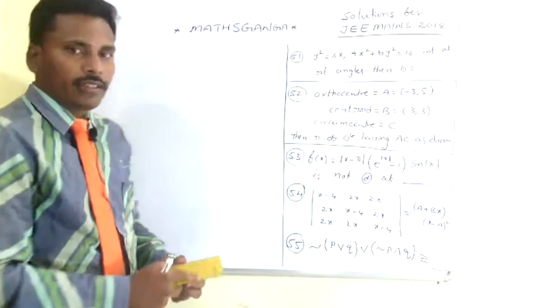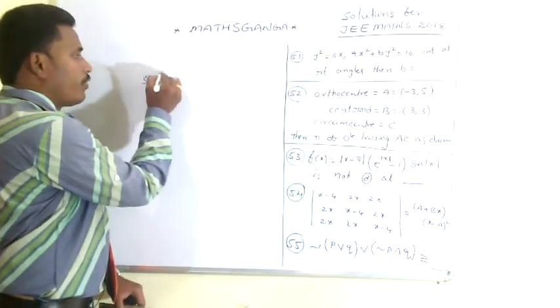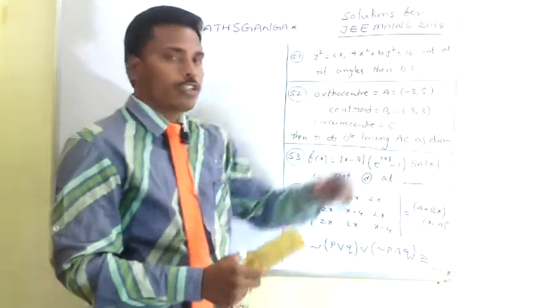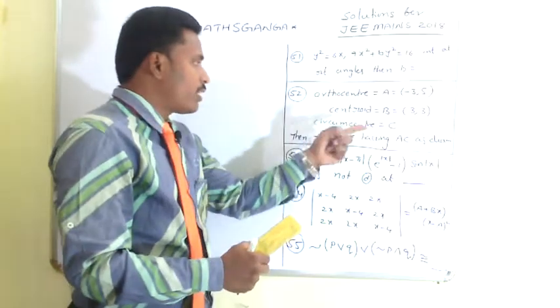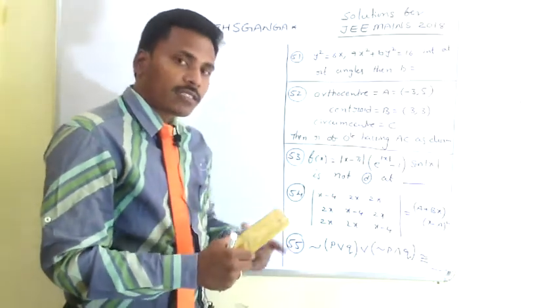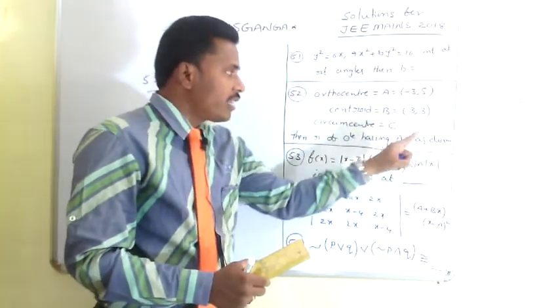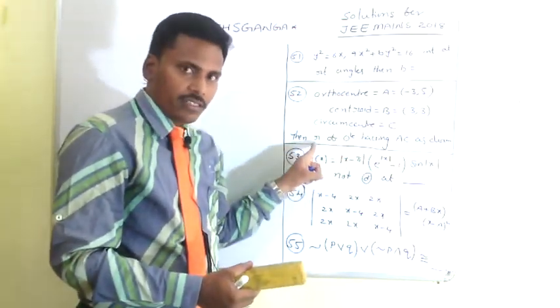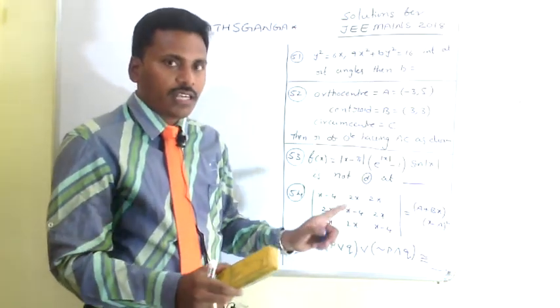Then coming to the second question, the 52nd one. For this, the orthocenter is given as A equals (-3, 3), and the centroid is given as (3, 1). The circumcenter is not mentioned. And they asked us to calculate the radius of the circle having AC as diameter. Since AC is the diameter of the circle, the radius is nothing but half of AC. So the radius of the circle is AC by 2.